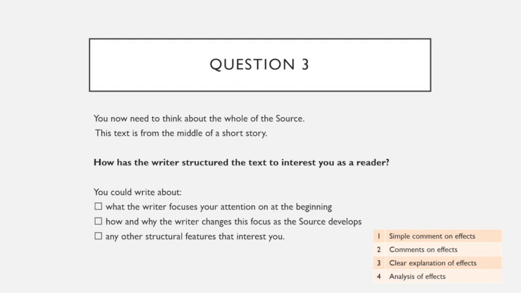The question will not change, which is what I think makes this quite a good question to do. It says, how does the writer structure the text to interest you as a reader? How has the writer structured the text to interest you as a reader? And it gives you some suggestions about what you could write about. You could write about what the writer focuses your attention on at the beginning, how and why the writer changes this focus as the source develops, or any other structural features that interest you.